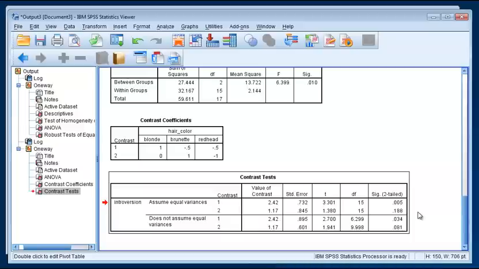That's it for running planned contrasts. In a future video, I will show you how to do post-hoc tests.